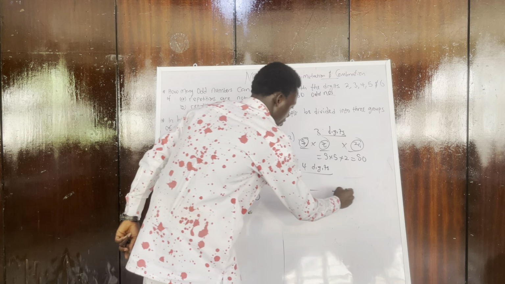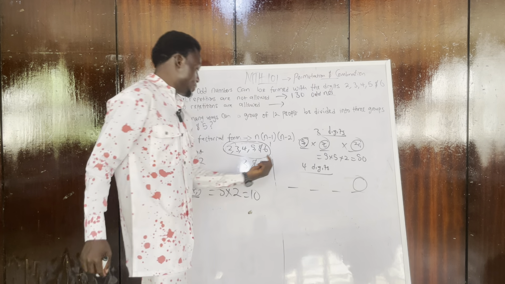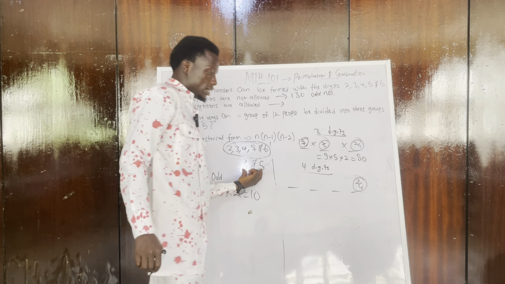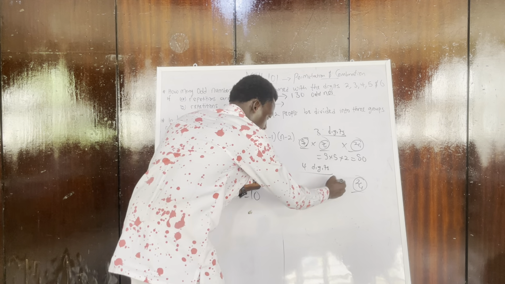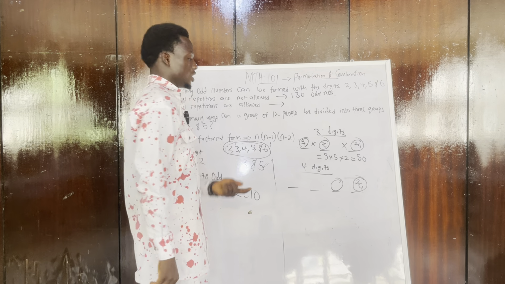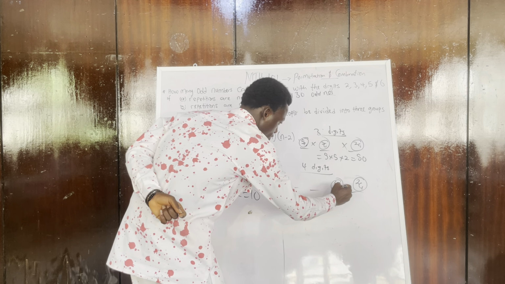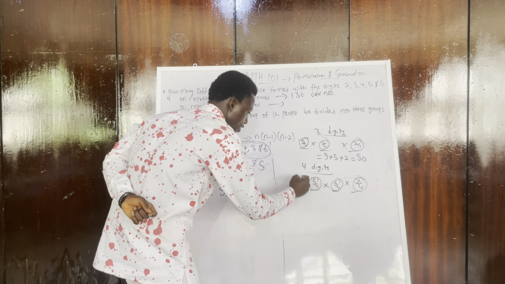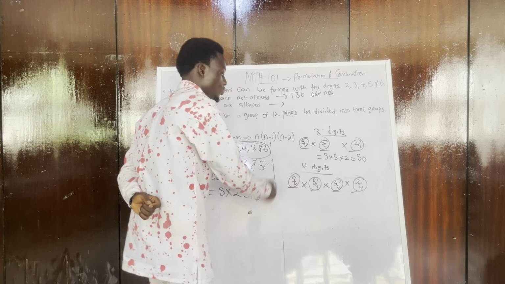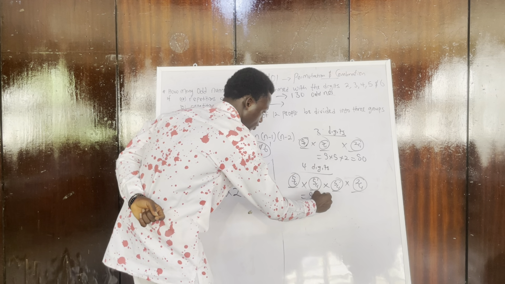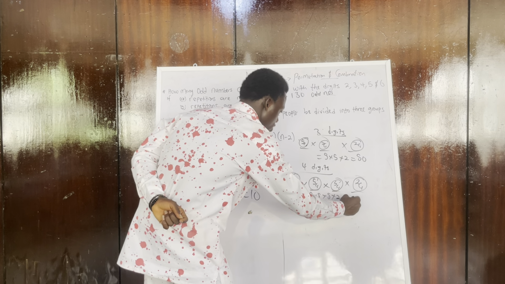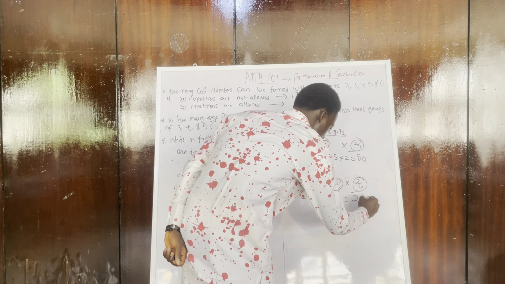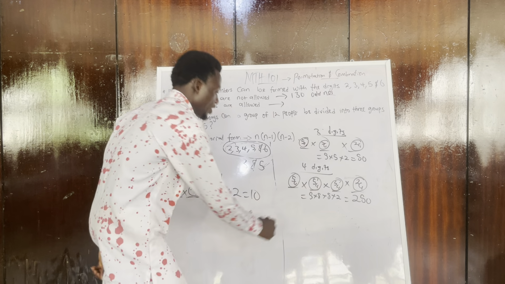For four digits: 1, 2, 3, 4. The last one, you can only pick 3 or 5, so choosing one out of 2 numbers, 2 combination 1. For the others, repetition is allowed, so each gives you 5 combination 1. So here you have 5 times 5 times 5 times 2. 5 times 5 is 25, and that's 250, right?